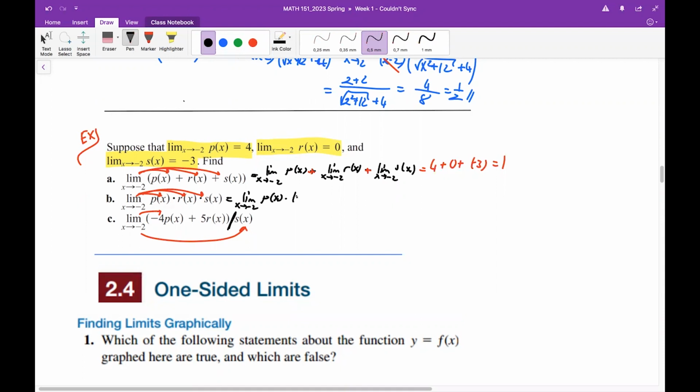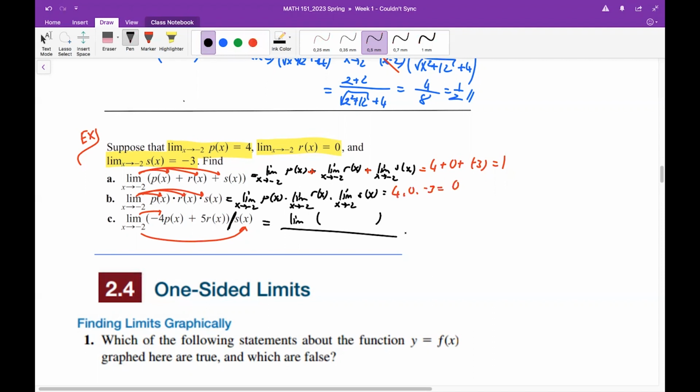Now, similarly, you can distribute limit over products. P of x, limit as x goes to minus 2, r of x, times limit as x goes to minus 2, s of x. So the result is 4 times 0 times minus 3, which is 0. And in the last case, okay, we will distribute the limit, but be careful. Provided that the limit of the denominator is not 0, you can distribute it. And it is given as minus 3, we are safe, we can distribute it.